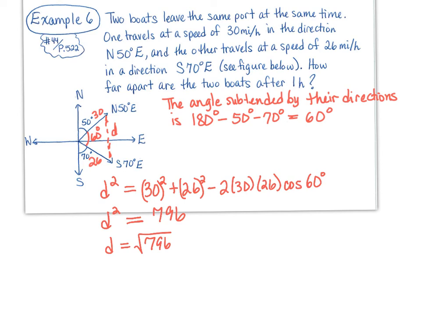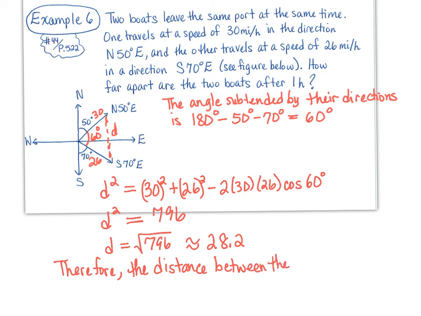Now, technically, when you take the square root, you end up with plus or minus. But does the minus make sense in these cases? No, it doesn't. What do you get here? 28.2. Good. So that means the distance between the two boats is 28.2, or approximately, you can say 28.2 miles or approximately 28 miles.